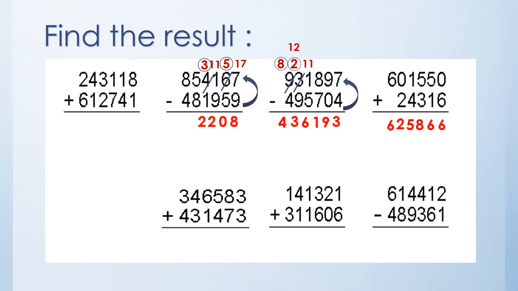5 minus 8. Can I count from 8 to reach 5? No, can't be. Borrow 1 from 8. It will be 7 and 5 will be 15. Now I can count from 8 to reach 15. After 8, 9, 10, 11, 12, 13, 14, 15. I have 7 fingers. The last digit, 7 minus 4. I can count from 4 to reach 7. After 4, 5, 6, 7, I have 3 fingers.